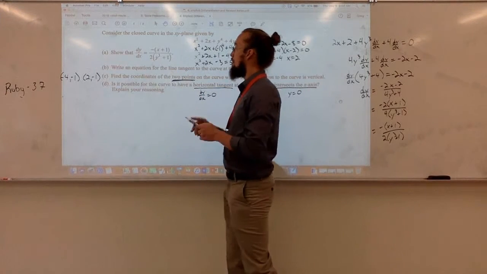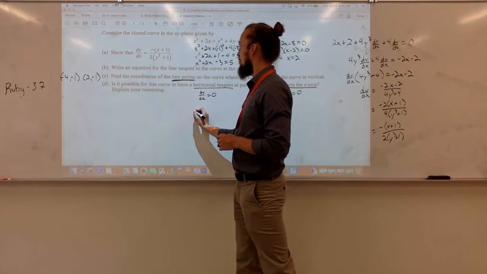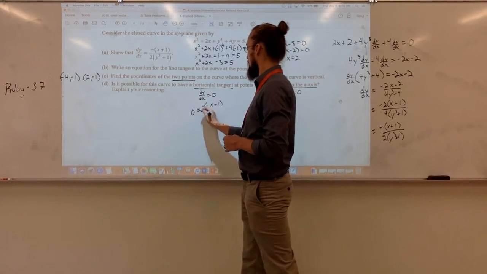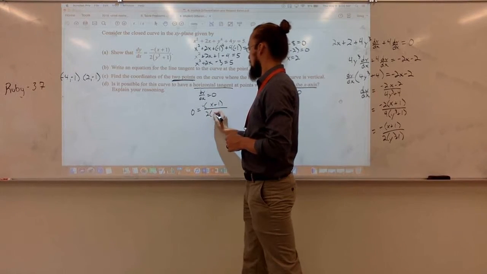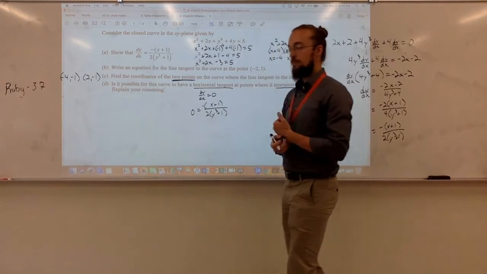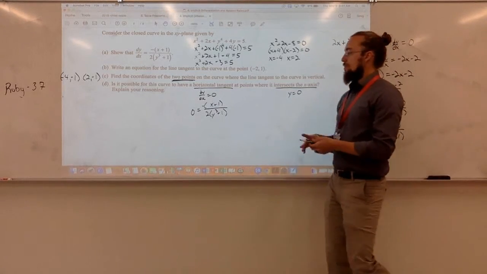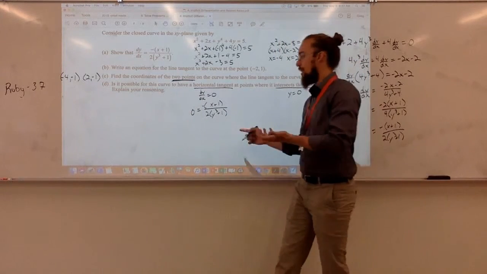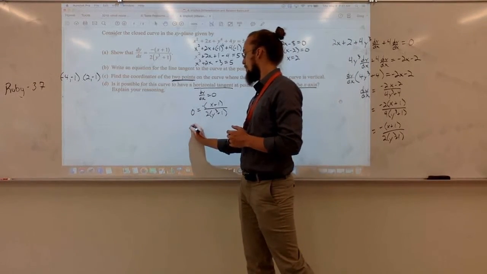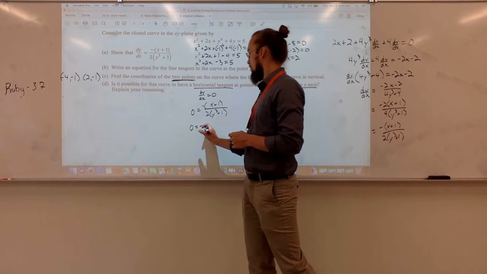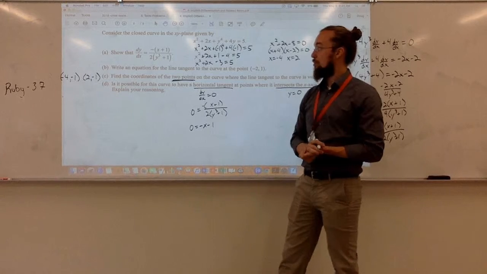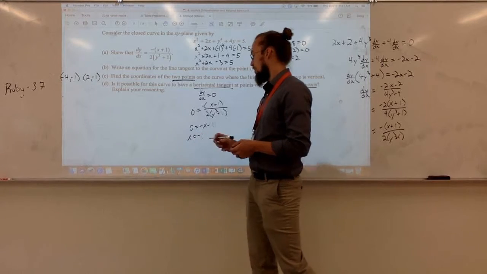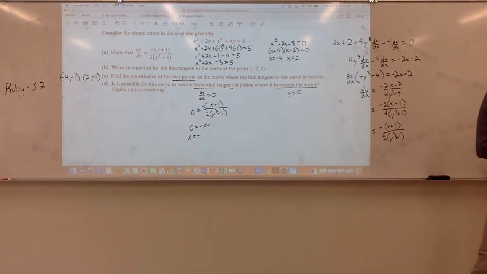So let's take this dy/dx and set it equal to 0. So 0 equals negative x plus 1 over 2 times y cubed plus 1. To solve something like this, I would multiply the denominator by both sides. That ends up canceling out, right? Because 0 times the denominator is just 0. So I'm going to distribute that negative sign through, add the x over, and we just get x would be equal to negative 1.